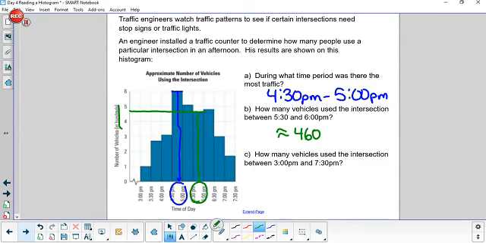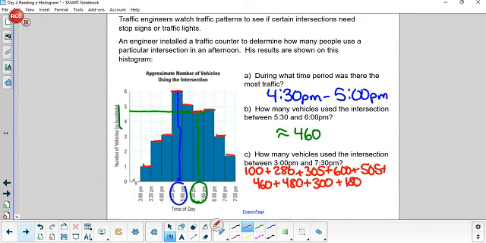How many vehicles use the intersection between 3 and 7:30? That is all of our data. So we have to figure out what is the data value of each bar and add them all together. So this is going to be an approximation because some of them we're going to be estimating between values. So we'll estimate the following: 100, 280, 305, 600, 505, 460, 480, 300, and 180 for a total of 3,210 vehicles.